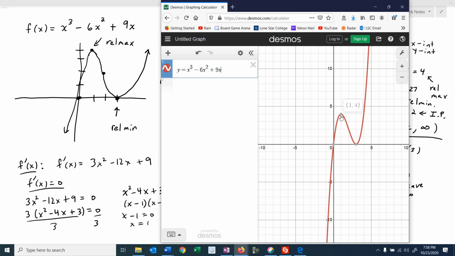Notice this is at 1, 4, the relative maximum. 1, 4 is there. And this is at 3, 0, which is the relative min here. And then you can see, if you look closely, that 2, 2 is an inflection point because it changes from concave down to concave up. Okay, so that's how we use calculus to help us graph functions.